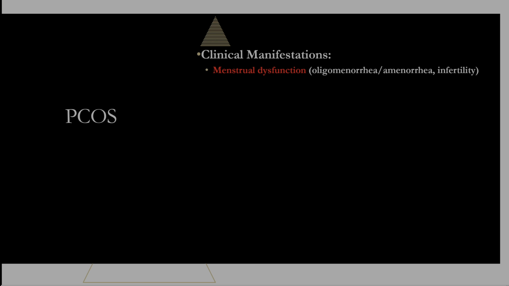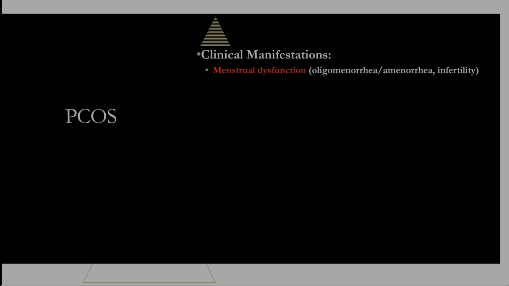Women with PCOS will have infrequent or absent menstrual cycles, which is caused by infrequent or absent ovulation. As a result, infertility is a common consequence of these menstrual irregularities and is frequently one of the reasons women with PCOS will seek medical attention. So remember, oligomenorrhea or amenorrhea and the potential for infertility.